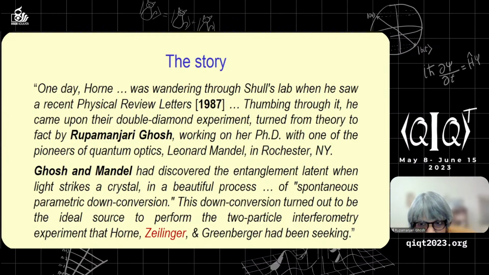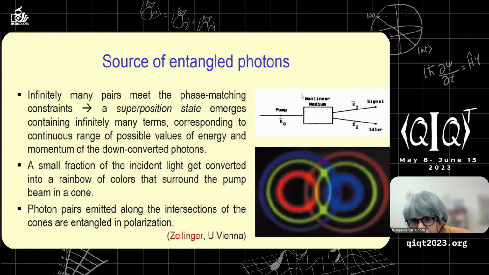He basically said that I had done their experiment, what they were trying to do. Nobody was aware of this kind of source of entangled photons and this kind of non-local experiment in interference, spatial interference, that it was possible. So this down conversion turned out to be the ideal source to perform the two-particle interferometry experiment that Zeilinger and company had been seeking. So this is the start point, and then it has been perfected many times over. I'm talking about 1987. That's the first experiment I did.